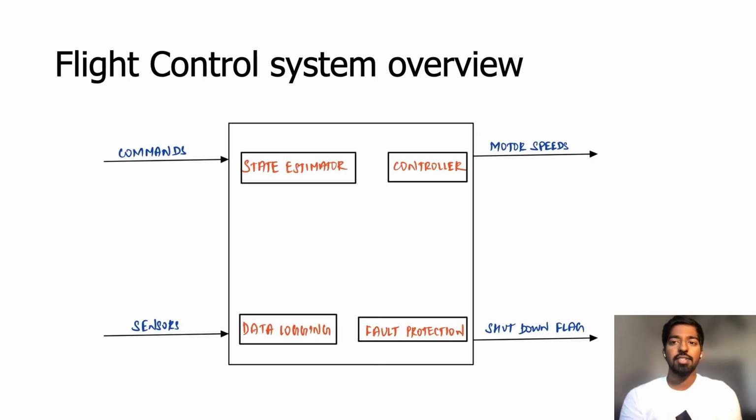Here we are trying to design a Simulink model that takes external commands and the measured sensor readings as inputs and outputs the commanded motor speeds and the shutdown flags for the safety of the mini drone, which will shut down the mini drone when the flag is set.